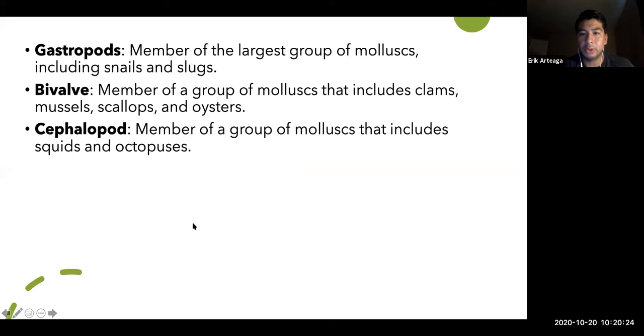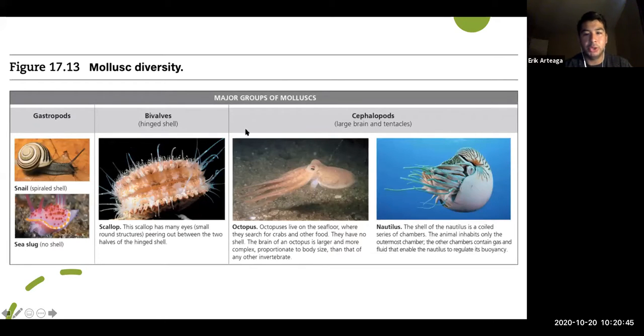Gastropods, members of the largest group of mollusks, include snails and slugs. Bivalve, members of a group of mollusks that include clams, mussels, scallops, and oysters. Cephalopod, member of a group of mollusks that include squids and octopuses. All right, so here we have the major groups of mollusks. We have gastropods, again, the snails with the radula, sea slug, bivalves. Then you have scallops, many eyes with small round structures peering out between the two halves of the shells.